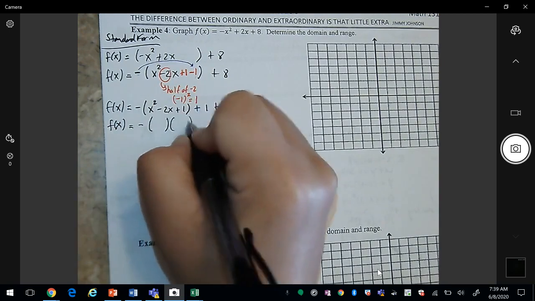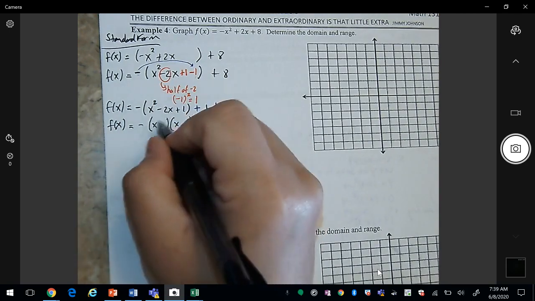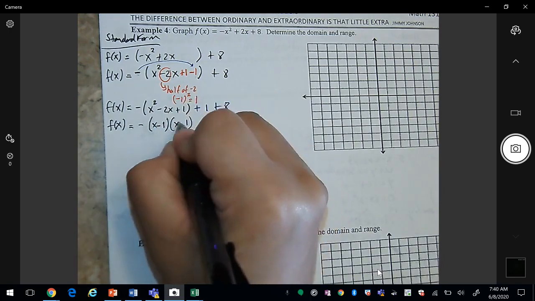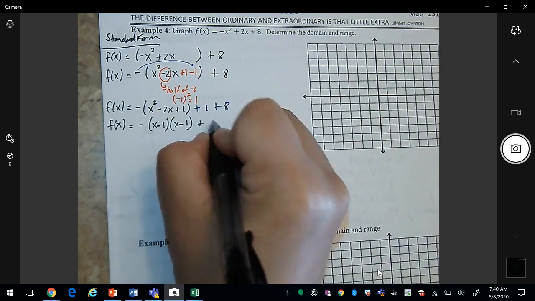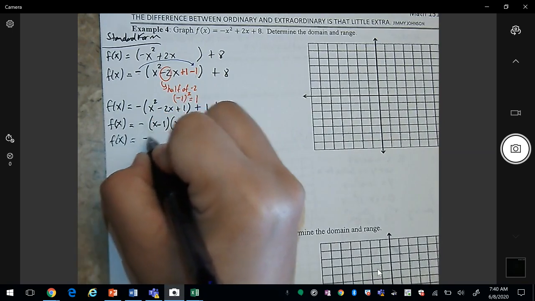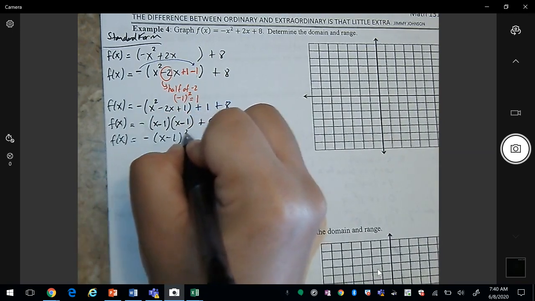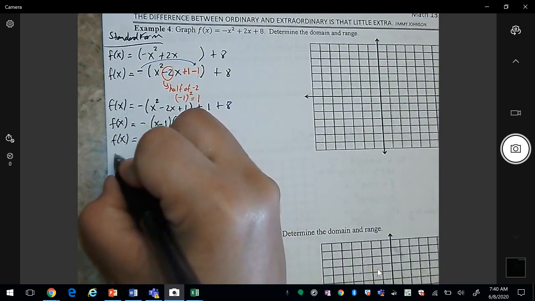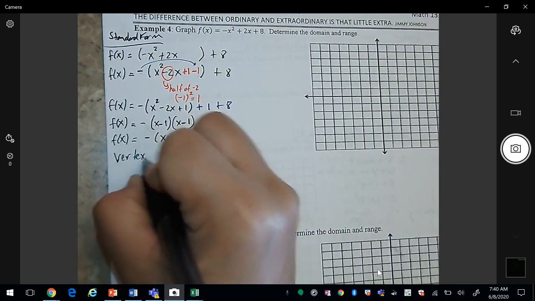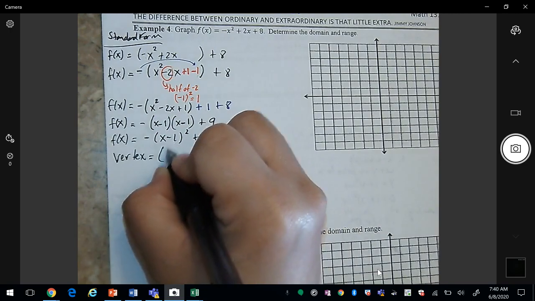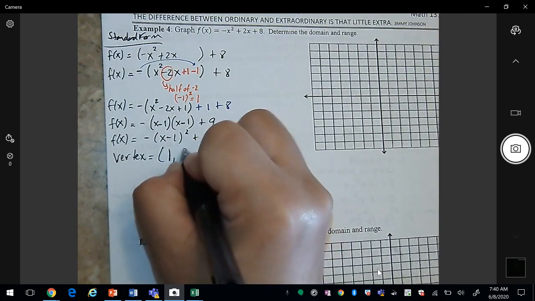So now we can factor. So in here we have a 1 and a 1. Since it was negative 1, that's what we're using for our values. 1 plus 8 is 9. I can write this as x minus 1 squared plus 9. And then I can get our vertex. So the vertex here, h, is the opposite of negative 1, so that's 1. And then we keep the sign of 9.